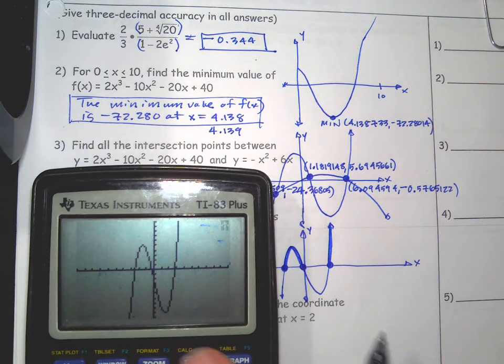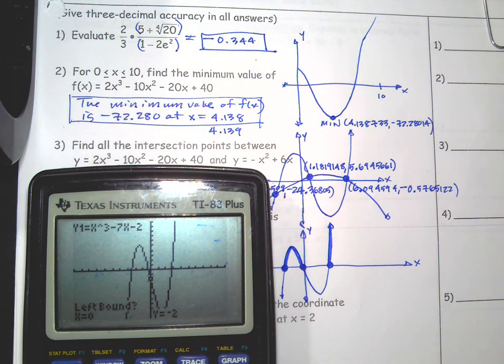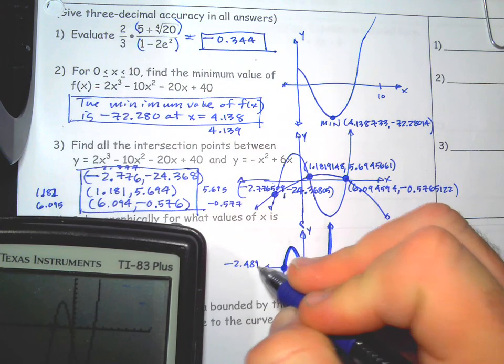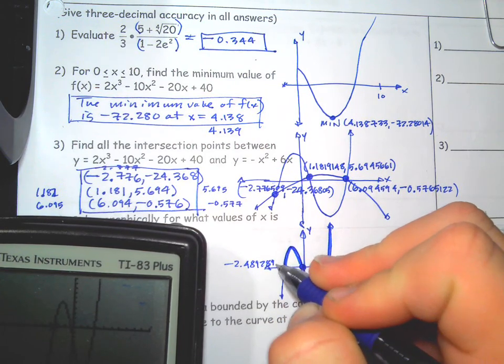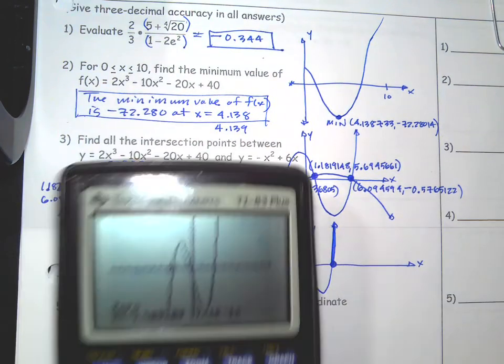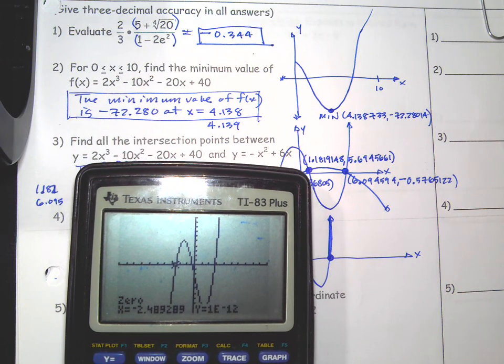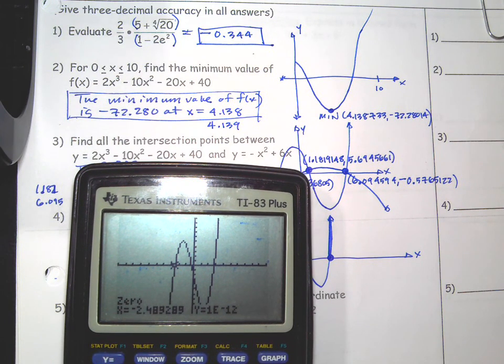So second, calc, 0. You've got to tell it where to look. 1, 2. It looks like -2.5. So we'll say -3 to -2, guess -2.5. So -2.489289, 0, pretty much. 1e-12 is 11 zeros before the first one.